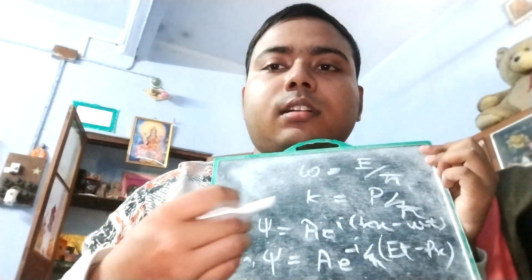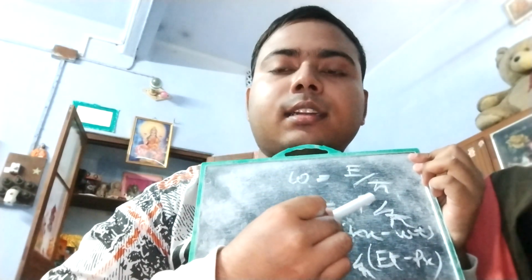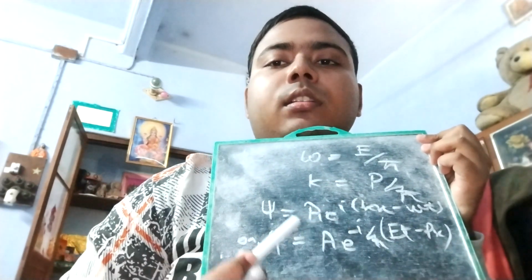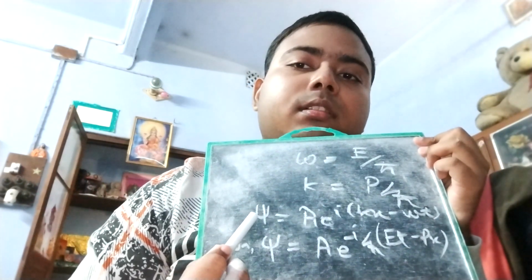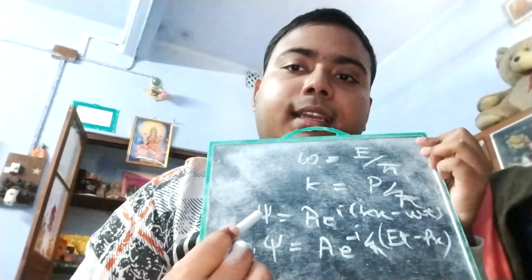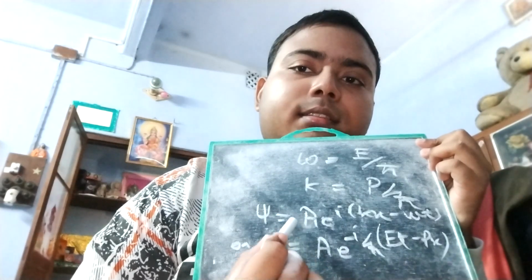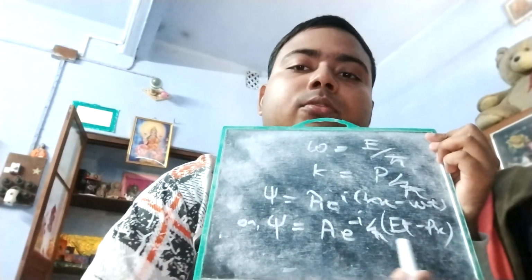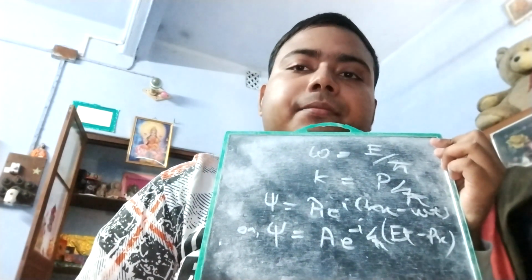So on further calculations, we can see the omega turns out to be E by h cut and the k turns out to be p by h cut. So on putting those values in the equation of psi, we get the relevant equation that will help us on further knowing the equation.